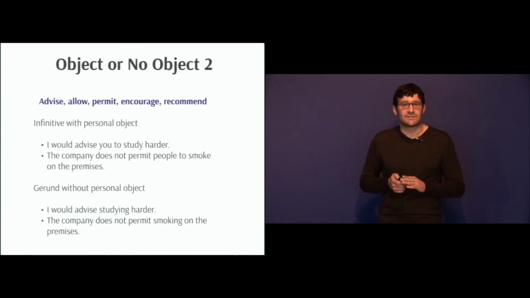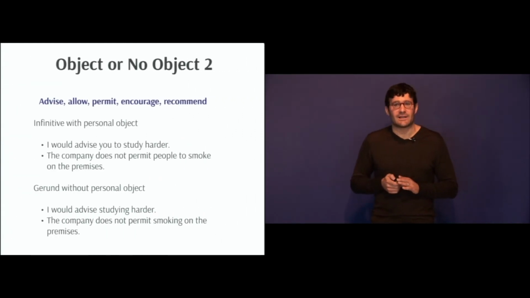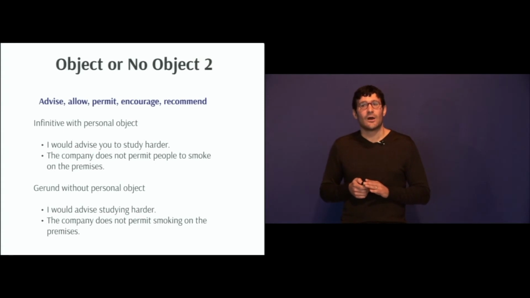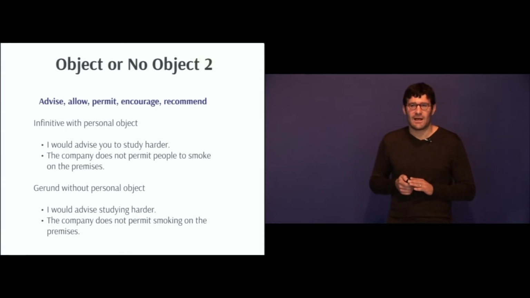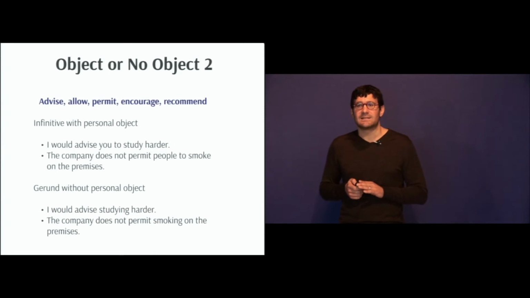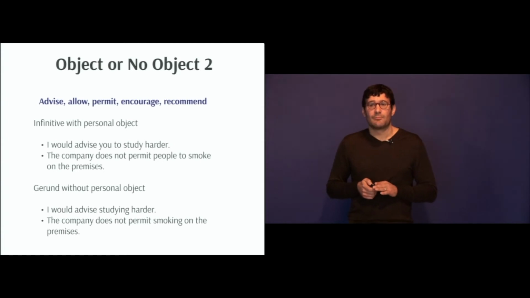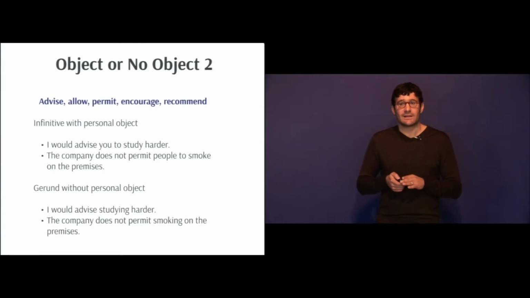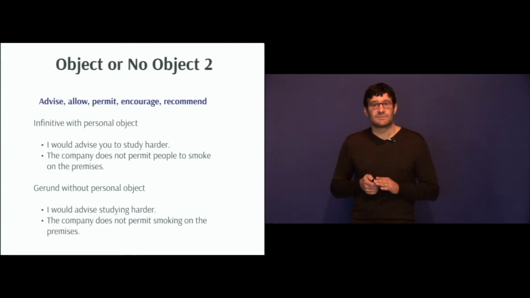Object and no object too. Let's take a look at this batch of verbs: advise, allow, permit, encourage, or recommend. If you have a personal object, you would use an infinitive. I would advise you to study harder. The company does not permit people to smoke on the premises. You plus infinitive, to study. Permit, people, object, plus infinitive, to smoke.